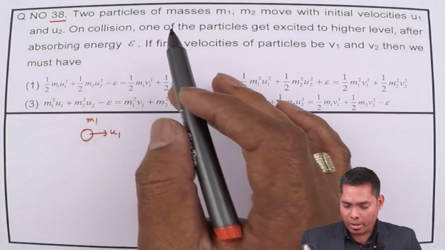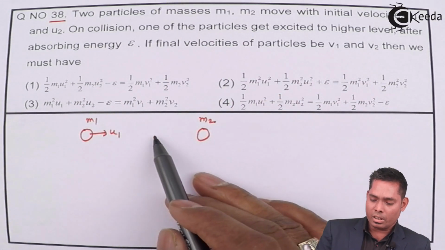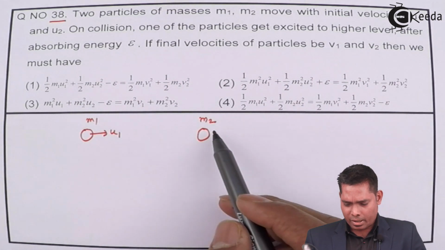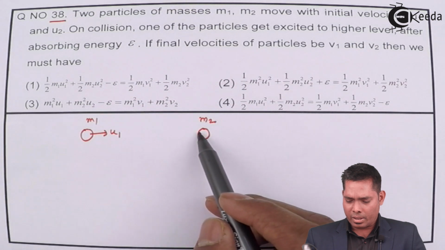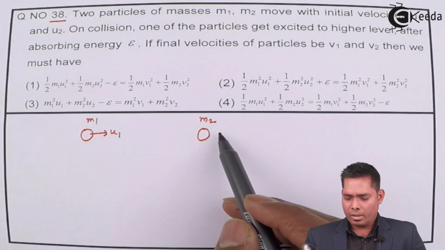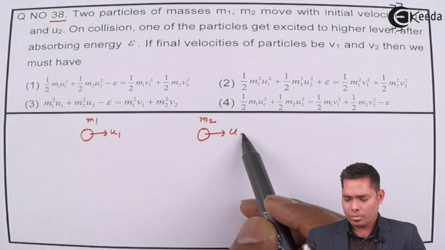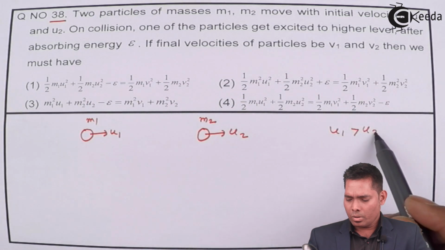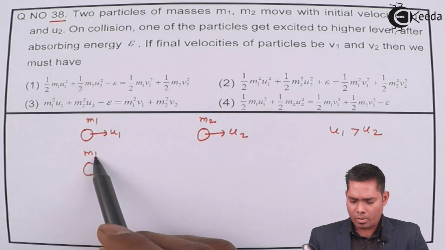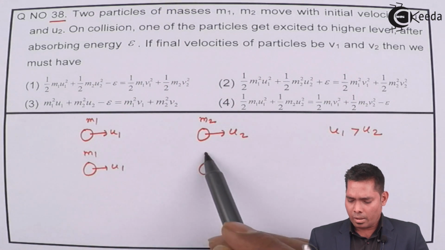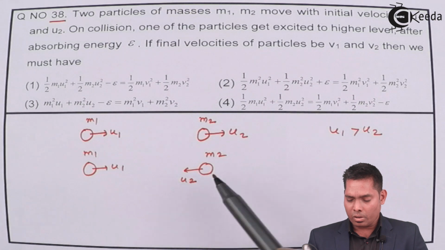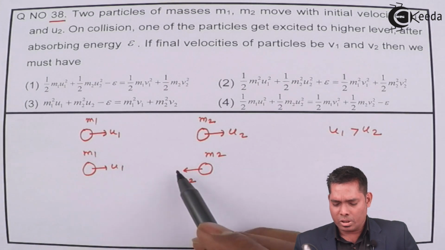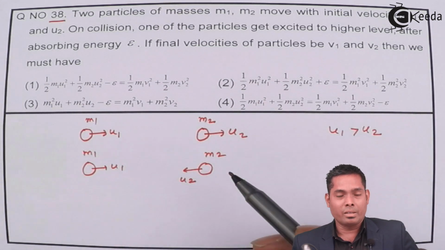On collision, it is not clear whether they are approaching each other or moving in the opposite direction. Whatever the case, suppose I take this direction. Then in this case u1 has to be greater than u2. If I take this situation m1, u1, m2, and u2, because it's not given whether they're approaching or in the same direction, then no condition is required. In any way they are going to collide.